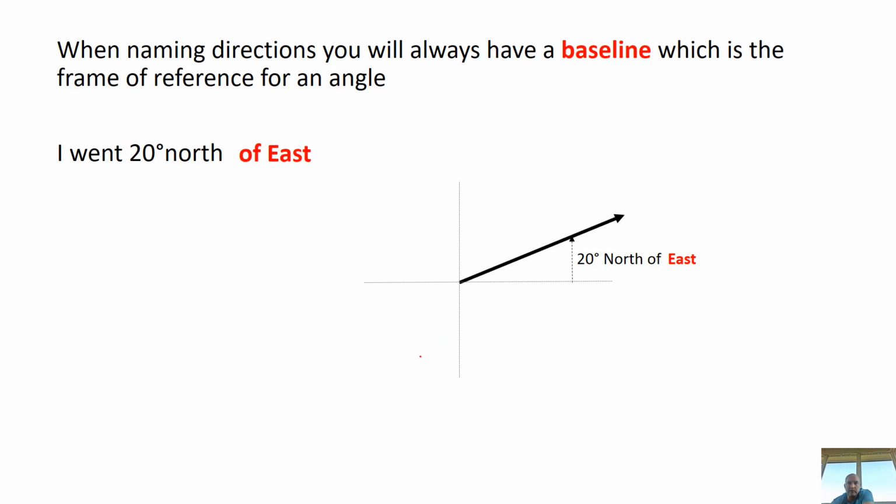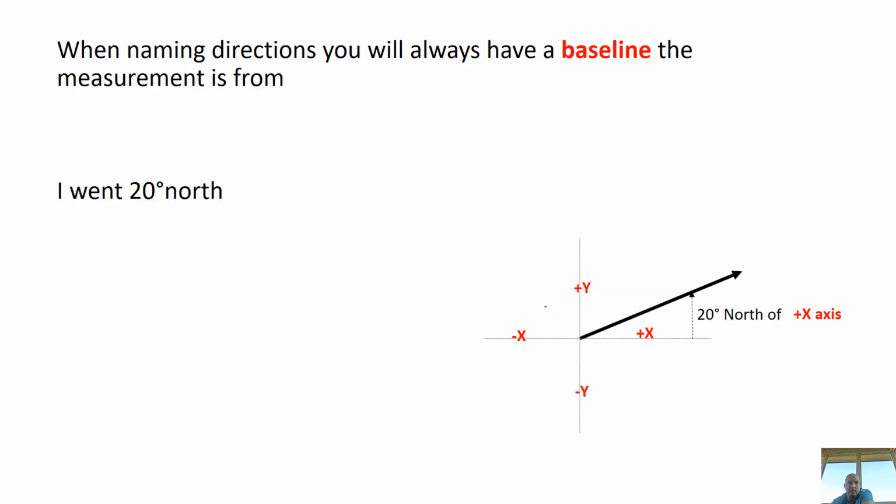So I went 20 degrees north of what? I went 20 degrees north of the east. It's always going to be the last thing that you see that's going to be the baseline. So I go east, and then I go 20 degrees in a northern direction from that east right here. I went 20 degrees north of what? In this case, the positive x-axis. So it's not always north, east, you're not always using the compass rose. You could just be talking about the axes in math.